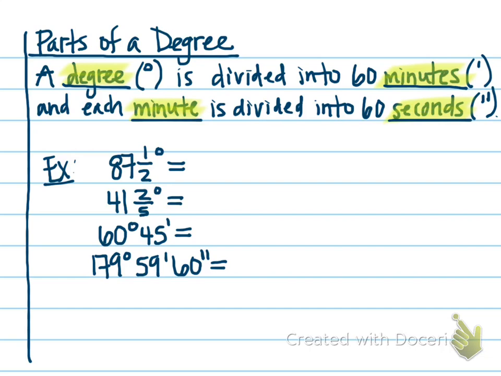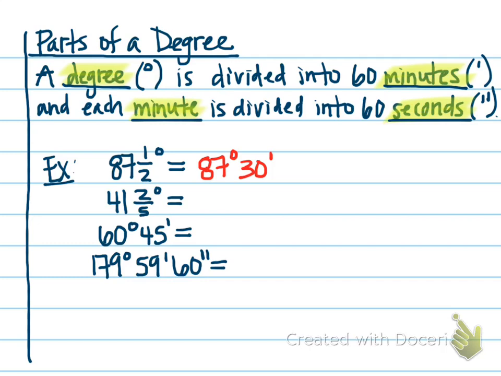The first one says you've got 87 and a half degrees. If we wanted to rewrite this without that fraction, we would say, okay, we've got 87 whole degrees, and then we have half of a degree. Well, degrees can be divided into 60 minutes. Half of 60 would be 30 minutes. So half of 1 degree would be 30 minutes. So we would continue writing this like this, 30, and then we would put the little tick mark, which represents minutes. So that's how that would look if we rewrote that without the fraction.